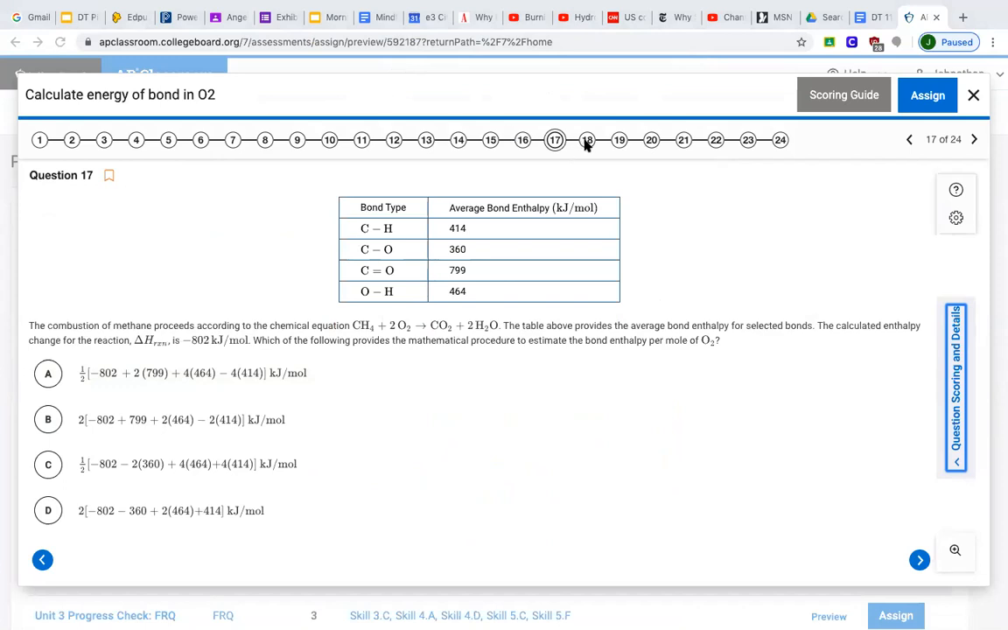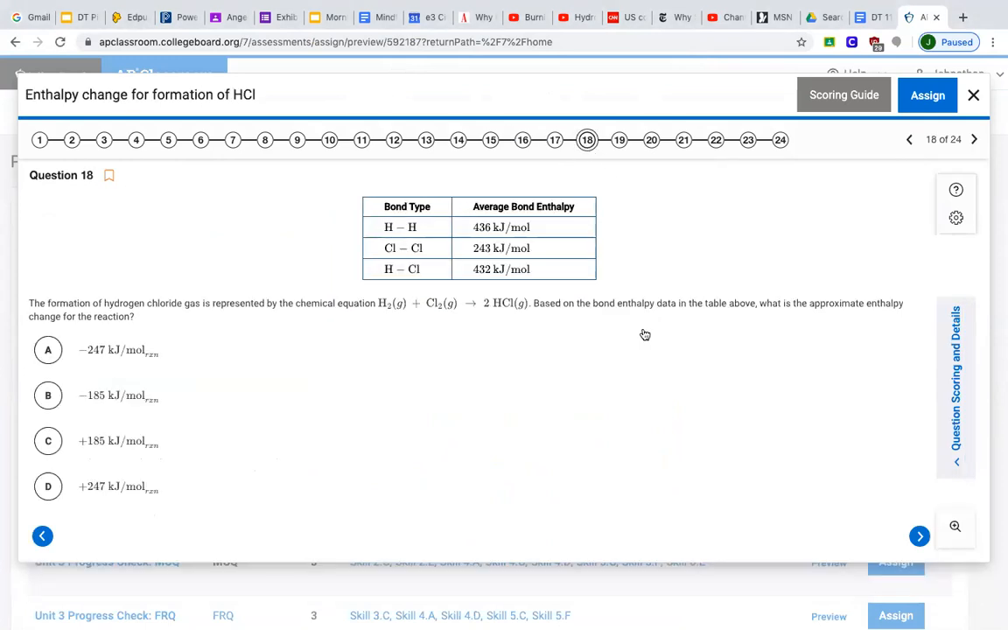Okay, and then number 18. The formation of hydrogen chloride gas is represented by the chemical equation H2 gas plus Cl2 gas yields 2HCl gas. Based on the bond enthalpy data in the table above, what is the approximate enthalpy change for the reaction total? Okay, so let's take 4 minutes to do this. I feel like that's a good idea. So I'm gonna pause the recording.